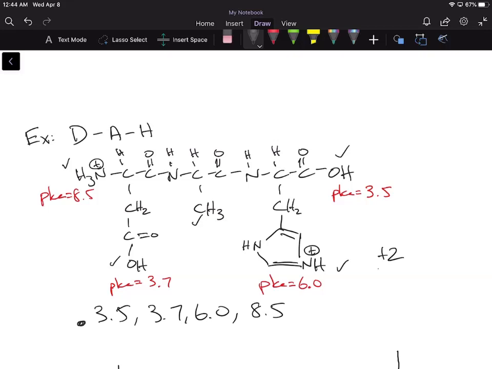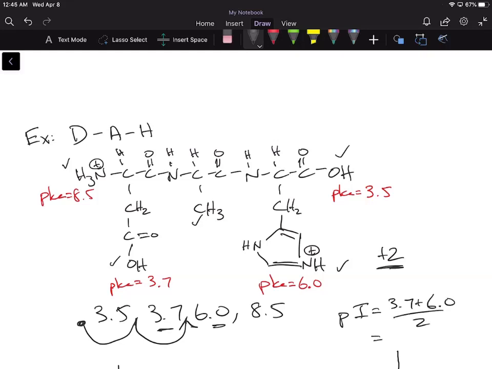my net charge. In this case, my net charge is 2. So I'm going to skip over 2. So in this case, I'm going to go 1, 2. And again, notice I always have to end between 2 numbers. So in this case, I'm between 3.7 and 6.0. So my pI is equal to 3.7 plus 6.0 over 2.